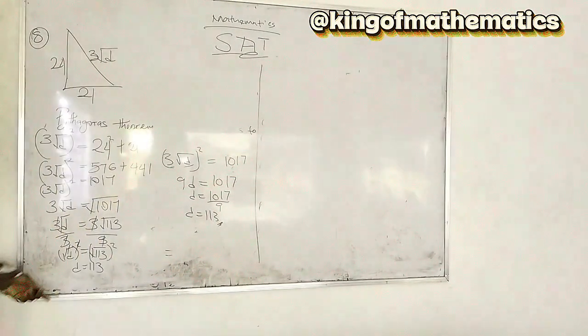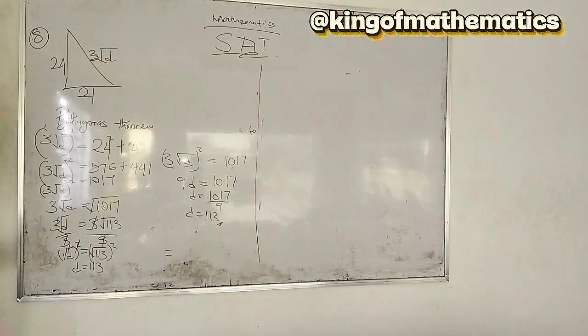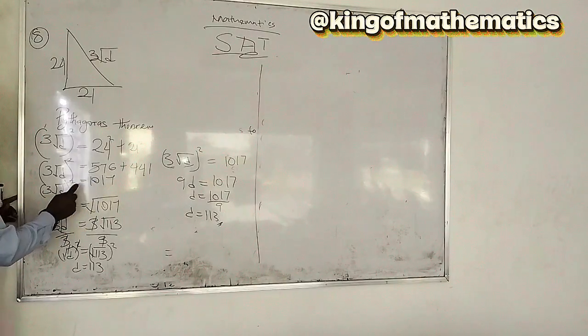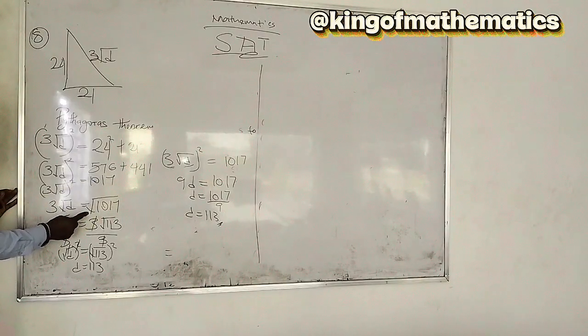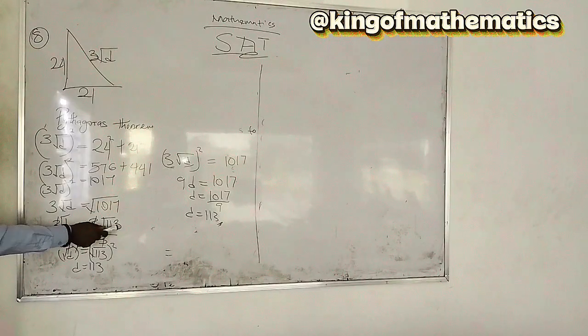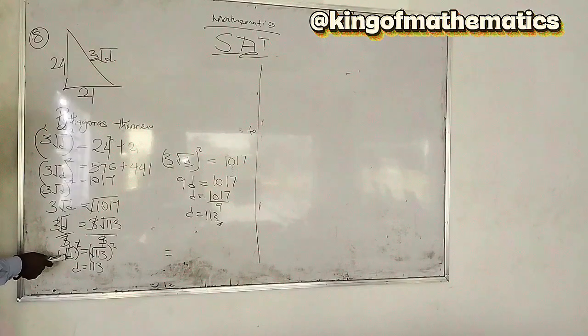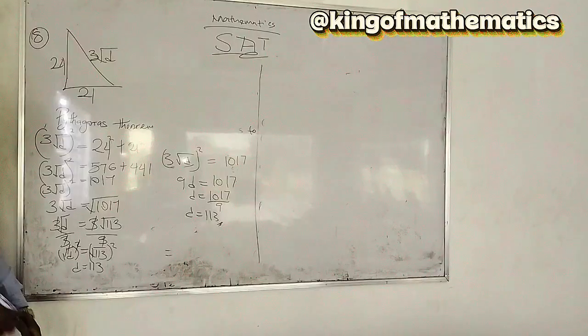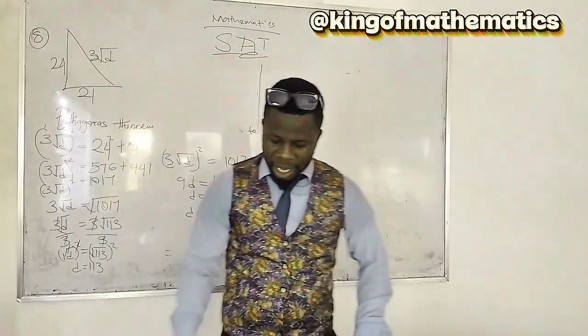But she followed another method and she's still getting the same answer. When you take the square to the other side as square root, then you have 3 root d equals this. So use 3 to divide both sides. You have root d equals root 113. Then for you to remove the root, take the square of both sides and still have the same answer.